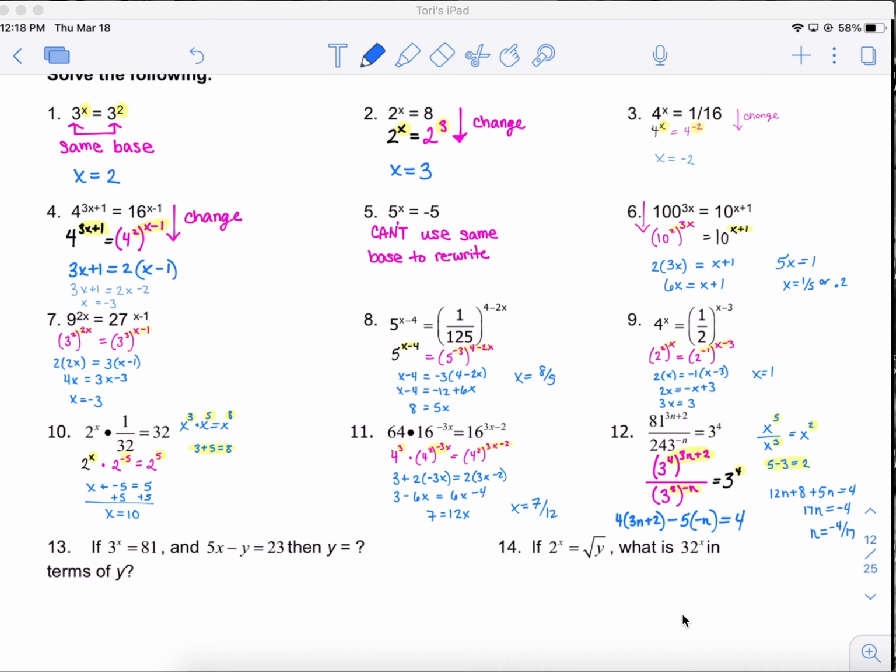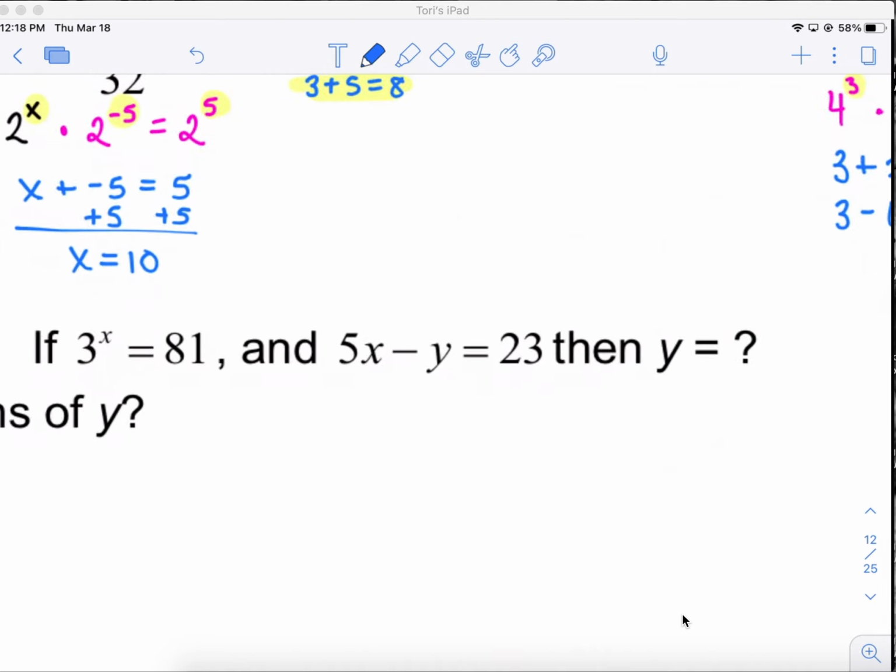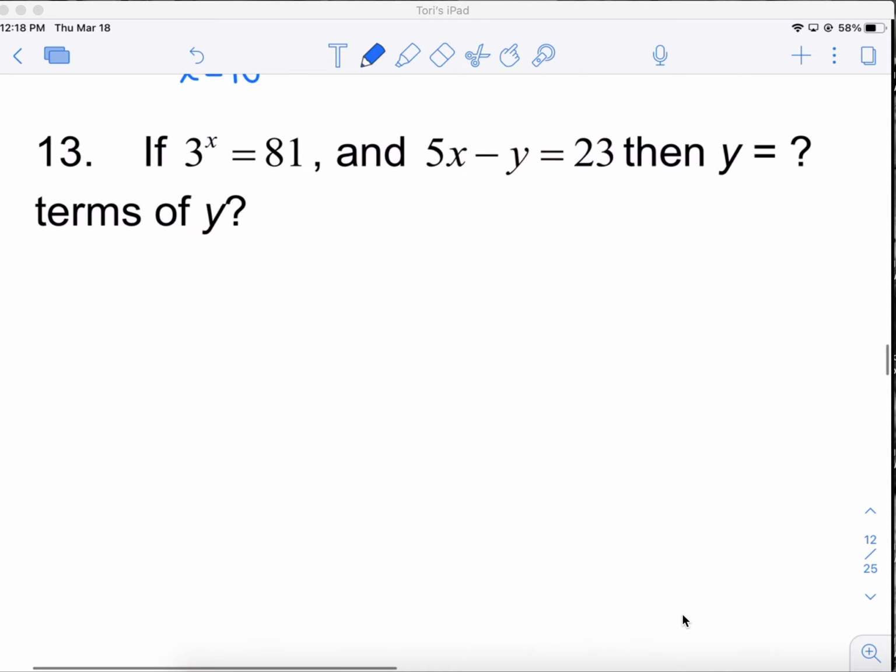I know it's a little small for 10, 11, and 12. Go ahead and do that now. And then we'll talk about 13 and 14. I'm almost done. Okay, on 13, it says if 3 to the x is equal to 81. We should know that. You should know 3 to the 4th makes 81. So in this case, x is 4.